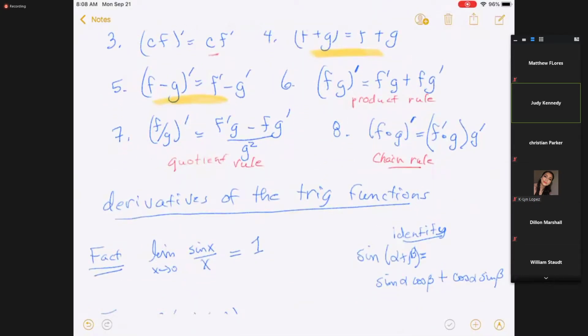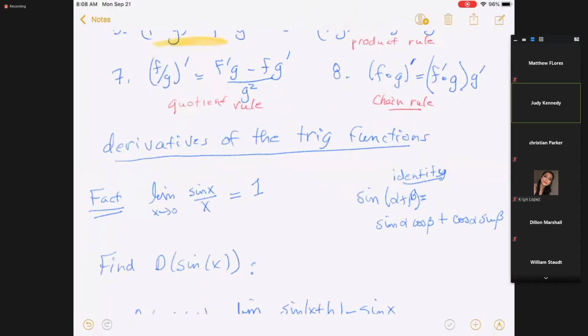I already told you that the derivative of the sine of x is cosine of x, but let's see why that's true. One fact we need to know is that this limit, the limit as x goes to 0 of sine of x over x, is equal to 1. Now, proving that, there's a very nice little geometric argument you can give, but it would take me essentially a whole hour.